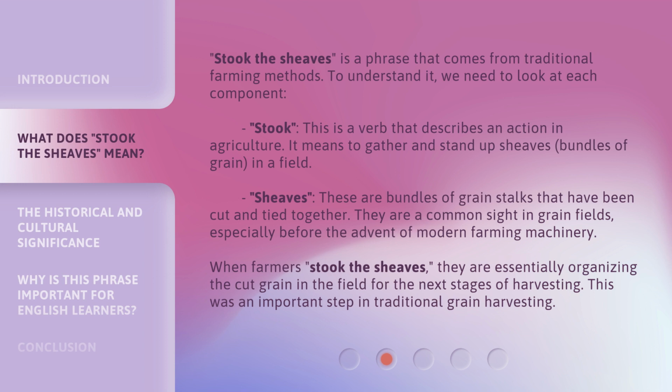"Sheaves." These are bundles of grain stalks that have been cut and tied together. They are a common sight in grain fields, especially before the advent of modern farming machinery. When farmers stook the sheaves, they are essentially organizing the cut grain in the field for the next stages of harvesting. This was an important step in traditional grain harvesting.